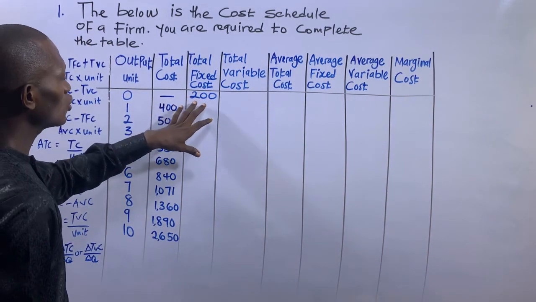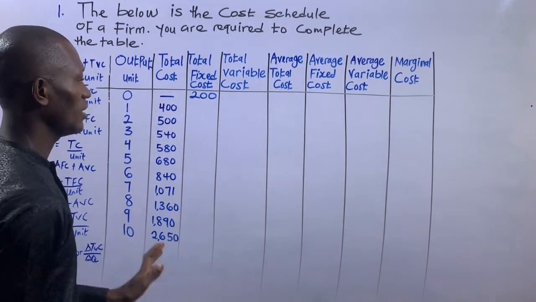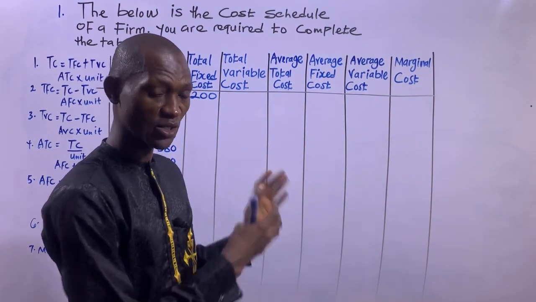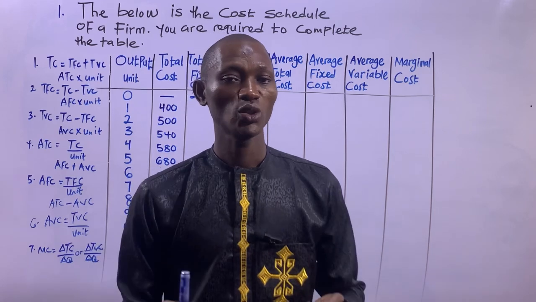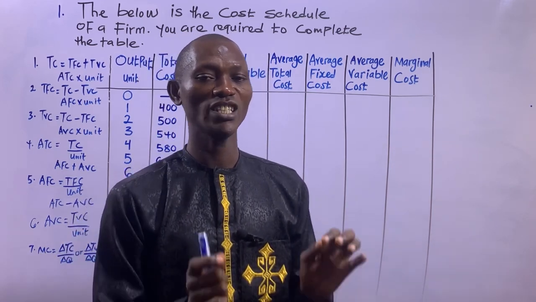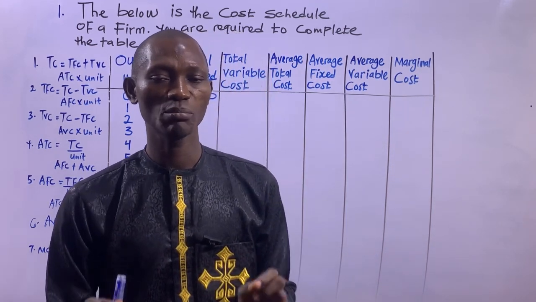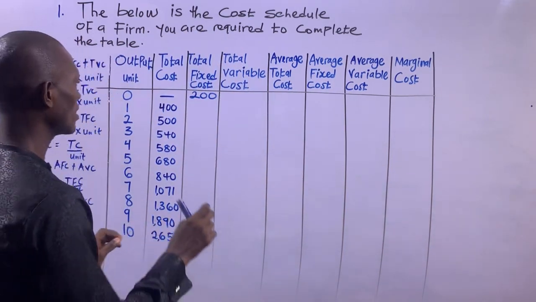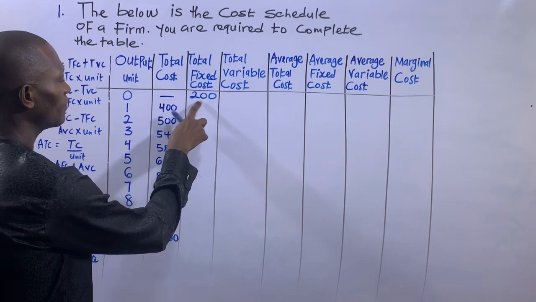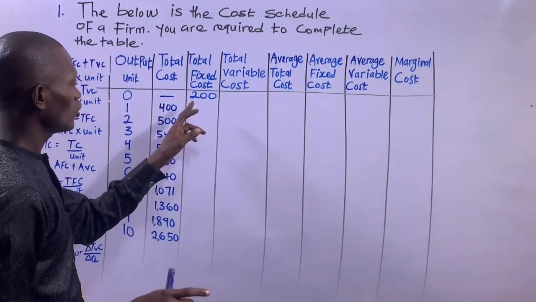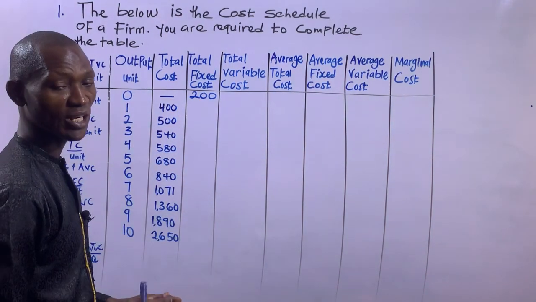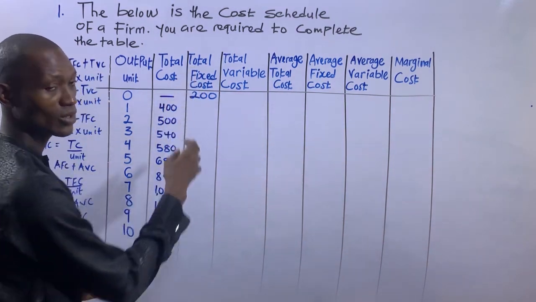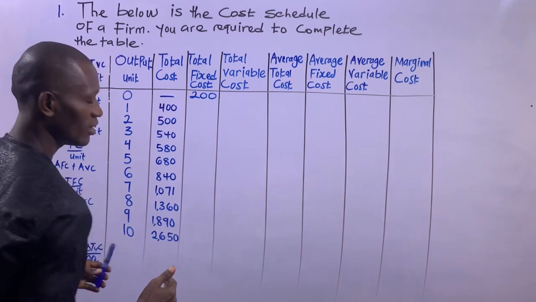Total fixed cost, let's get that first. Remember, in our previous episode, part one of theory of cost, I explained that total fixed cost is constant in total but varies per unit. What we mean by total fixed cost being constant in total is that each time you are given the first total fixed cost, you have to repeat the same for everything. That's what it means. It is constant in total.